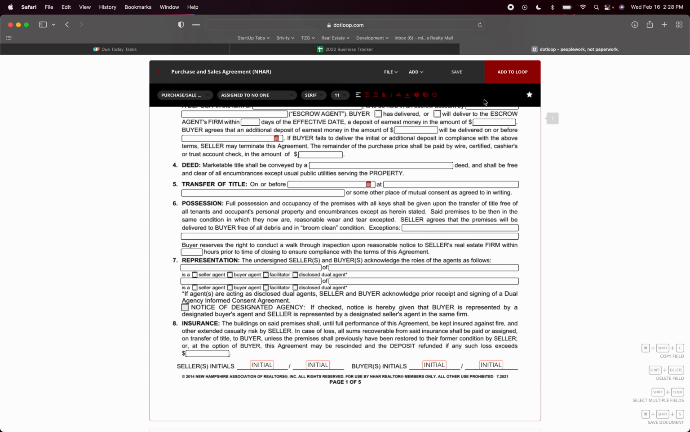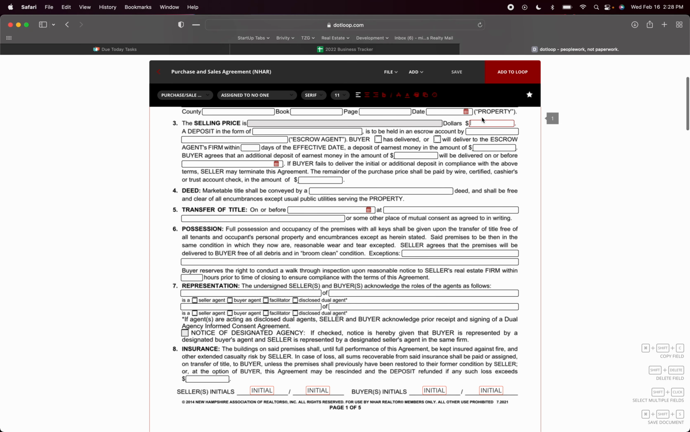So if we were to write $100,000 in here, you can see that it automatically populates right here. So that's the written dollar amount. This is going to be the numerical dollar amount. That's the purchase price of the property.